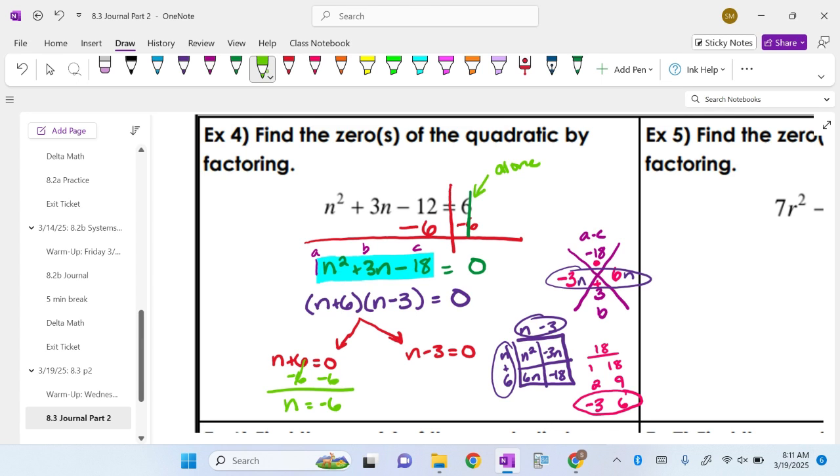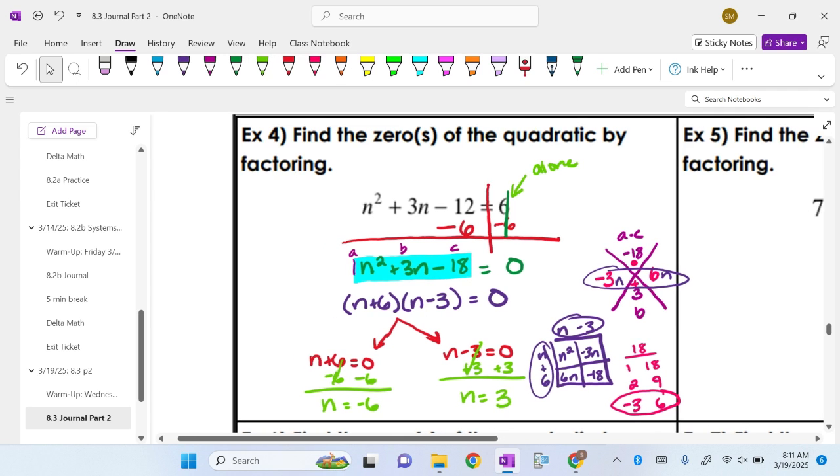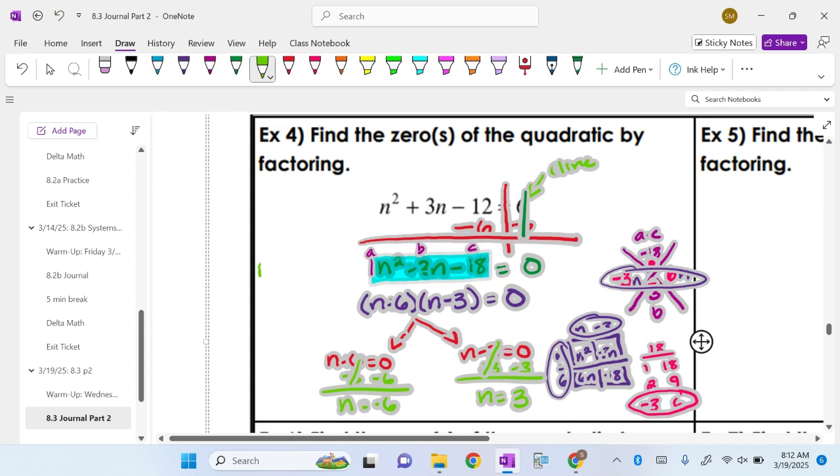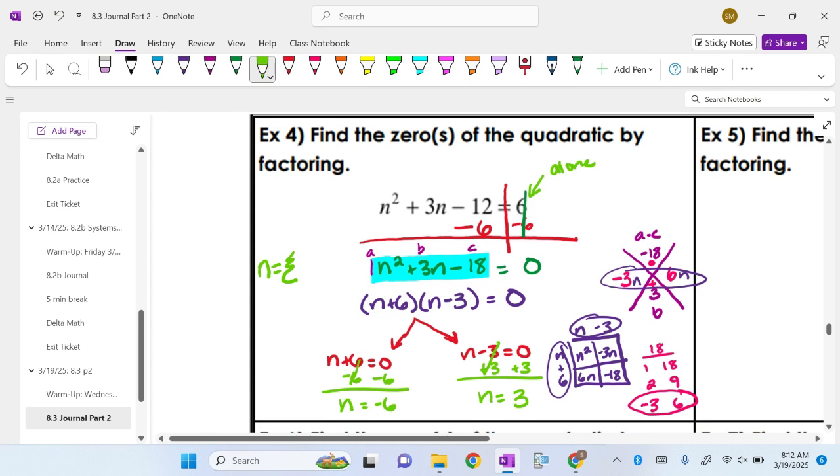What's the only thing I have to do for n minus 3 equals 0 to solve? Add the 3 to both sides. So n is equal to 3. So my answer, if I write it in set notation, is n is equal to the set of negative 6, comma 3.